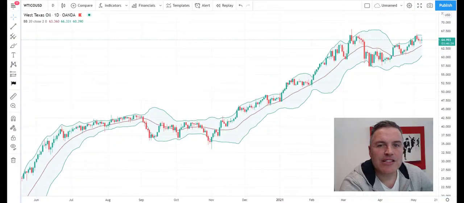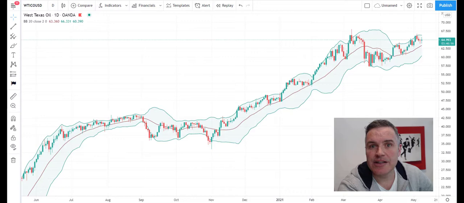Now, as you'll see, there's not too much to this hack at all, really. It's quite simple, quite straightforward, but very effective if you apply it to any type of chart, really, and any time frame or any market.